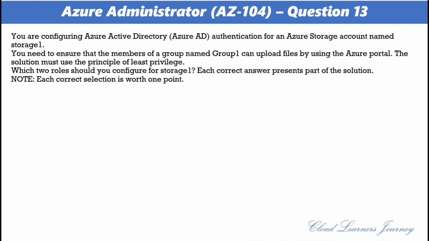You are configuring Azure Active Directory authentication for an Azure storage account named Storage1. You need to ensure that the members of a group named Group1 can upload files by using the Azure portal. The solution must use the principle of least privilege. Which two roles should you configure for Storage1? Each correct answer presents part of the solution.